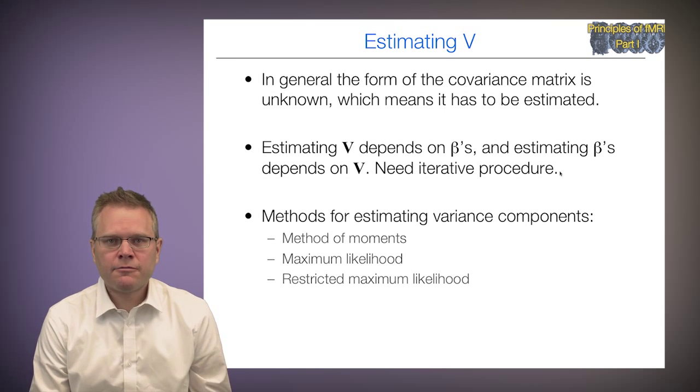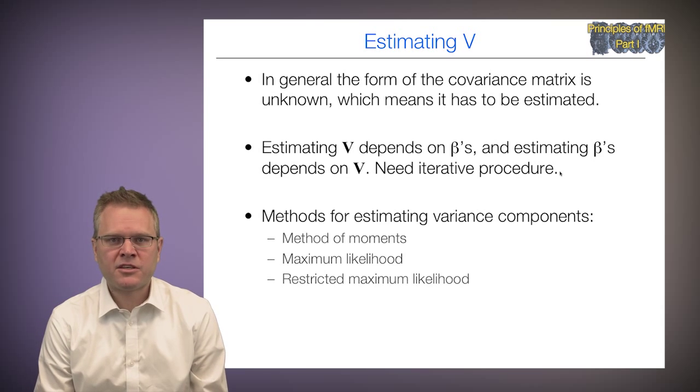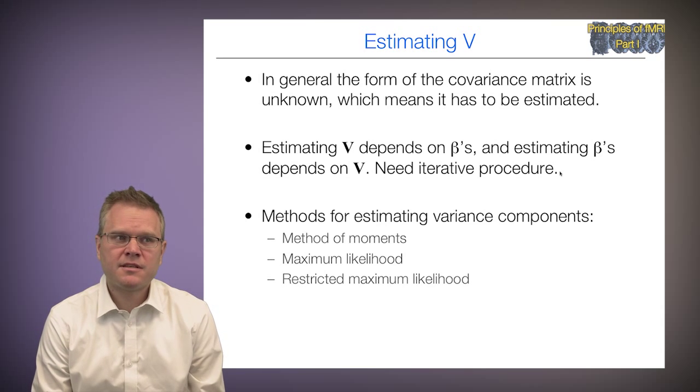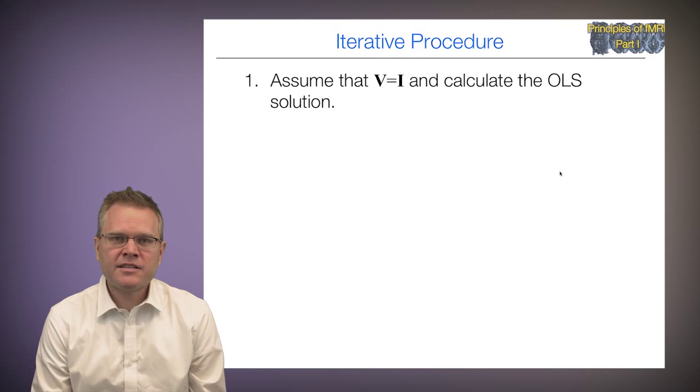So we need, therefore, methods for estimating the variance components, and there are many such methods that we can use in practice. These include methods of moments, maximum likelihood methods, and restricted maximum likelihood methods. So here's how one such iterative procedure might work.